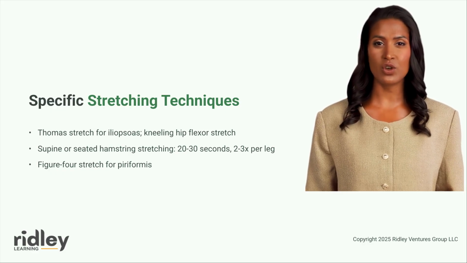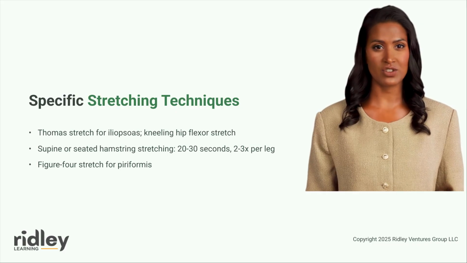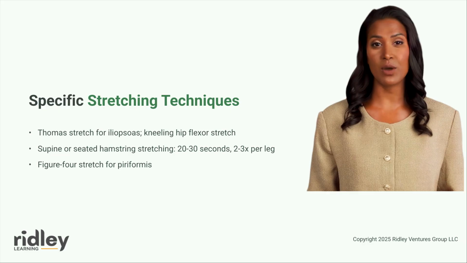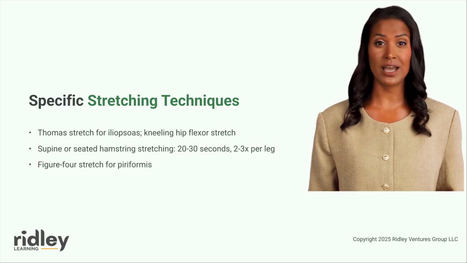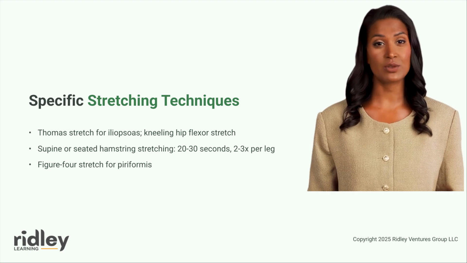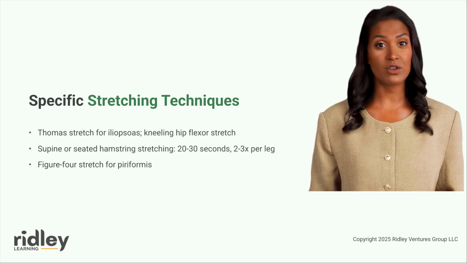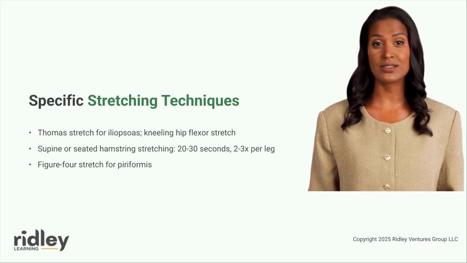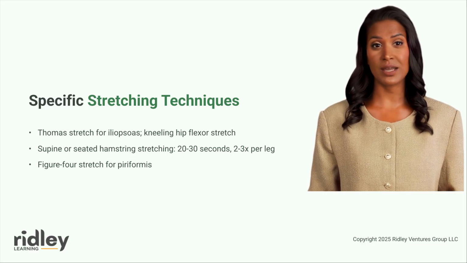Paraspinal muscle stretching overlaps substantially with flexion exercises, as positions that produce lumbar flexion inherently stretch the erector spinae and multifidus muscles. The double knee-to-chest position and child's pose in quadruped effectively lengthen the paraspinal muscles while providing the flexion-based symptom relief central to stenosis management.